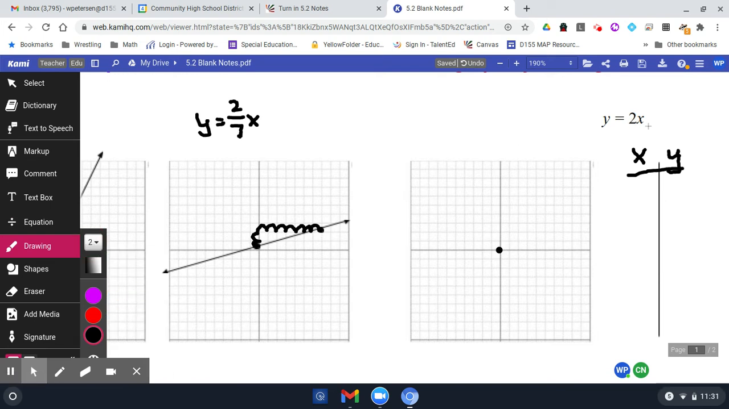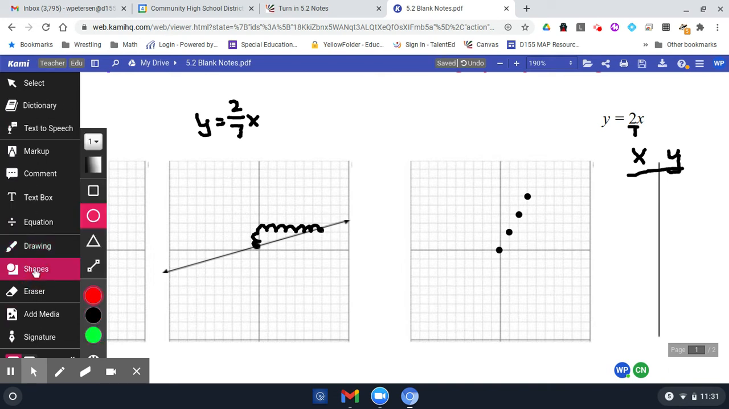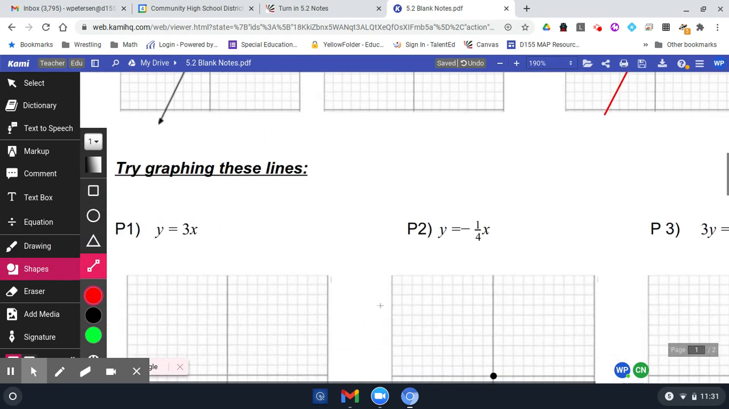And so this being 2, technically there's a 1 under it, means we're going to rise 2 and go to the right 1. So we're going to rise 2 and go over 1. Rise 2 and go over 1. Rise 2 and go over 1. And that is how we make our line for our direct variation. Then we can go to shapes and we can draw a nice line going through there. There we go. So we'll do 2 more for you.